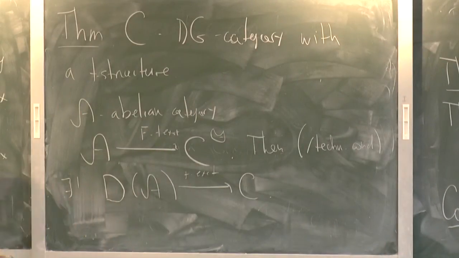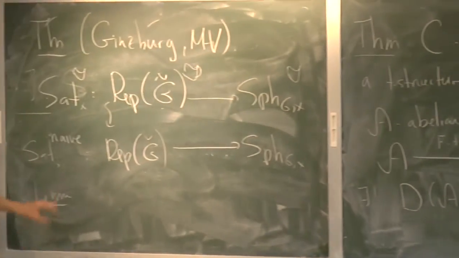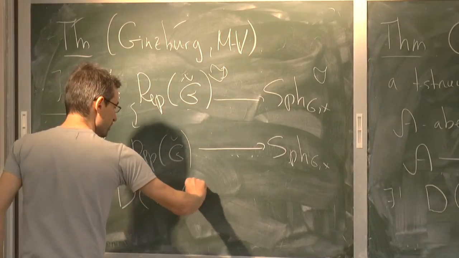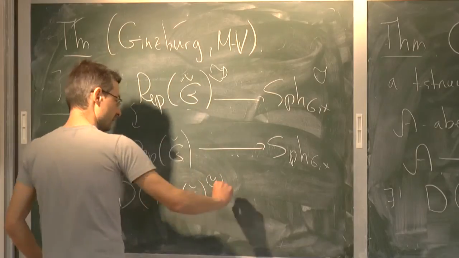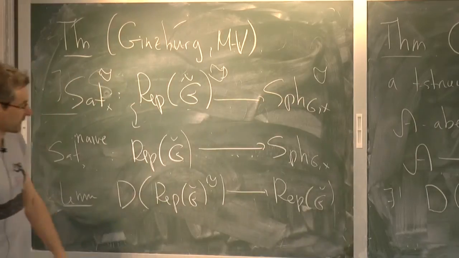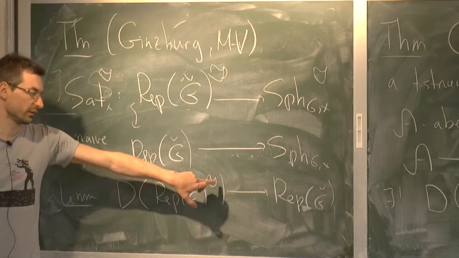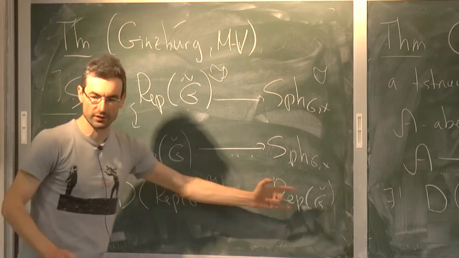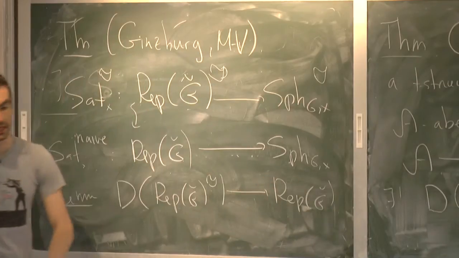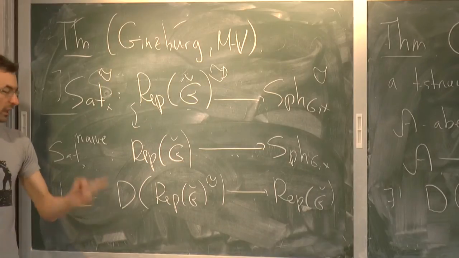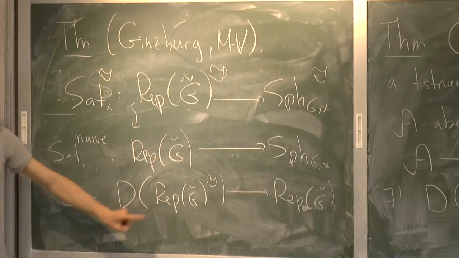And to accomplish this, you need a little lemma that says that if you consider this functor from D of rep G check heart, you can start with the triangulated category with the T structure. You can take its heart, and by the universal property, the derived category of the heart will map to your original DG category. It's not, of course, true that this functor will be an equivalence for any DG category with the T structure, but the claim is that for this particular one, it is an equivalence.